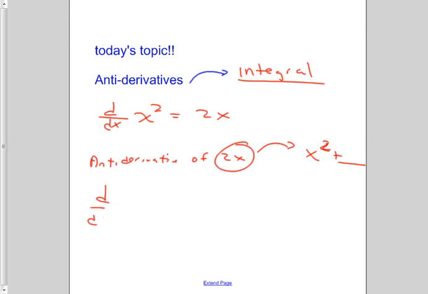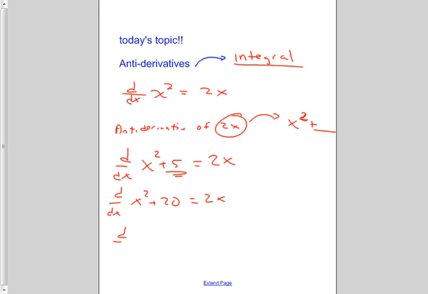What would be the derivative of x squared plus 5? The derivative of x squared plus 5 is 2x, because the derivative of 5 is just 0. What about the derivative of x squared plus 20? This is also just 2x. So, in other words, the derivative of x squared plus any constant is going to be 2x. So the antiderivative of 2x should be x squared plus some constant that we would need to solve for.